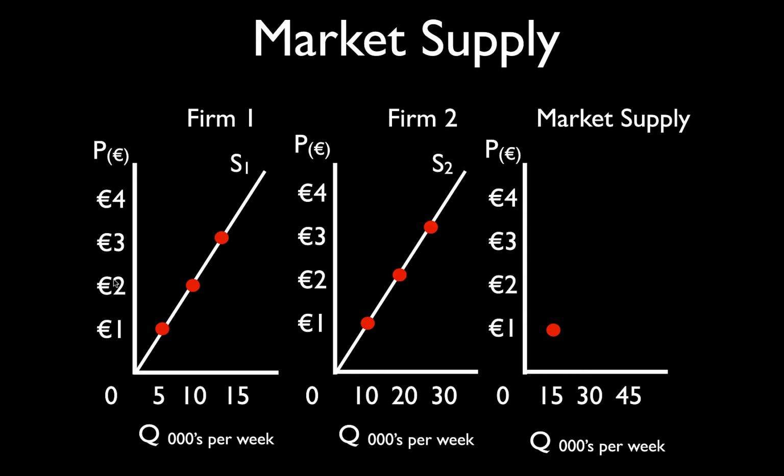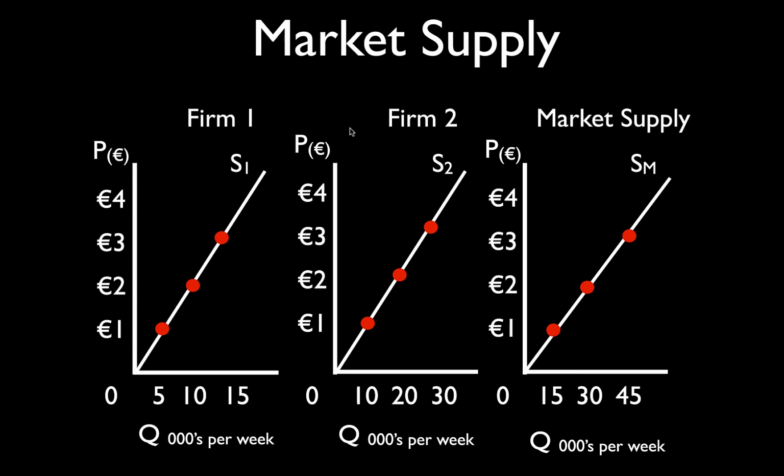Now I will speed up, but at a price of 2, firm 1 supplies 10. At a price of 2, firm 2 supplies 20. So 10 plus 20 is 30. These are the only 2 firms in the industry supplying the entire market. Therefore, at a price of 2, there is 30,000 units supplied per week. And we go on again with the price of 3, and we can derive the market supply this way. Now, it's called horizontal addition, I suppose, because you're adding across the quantities at each price.